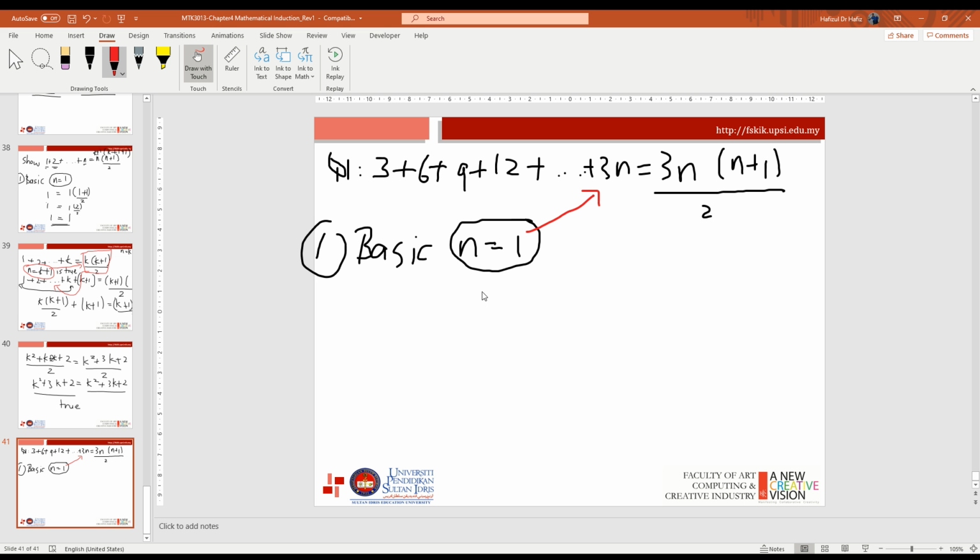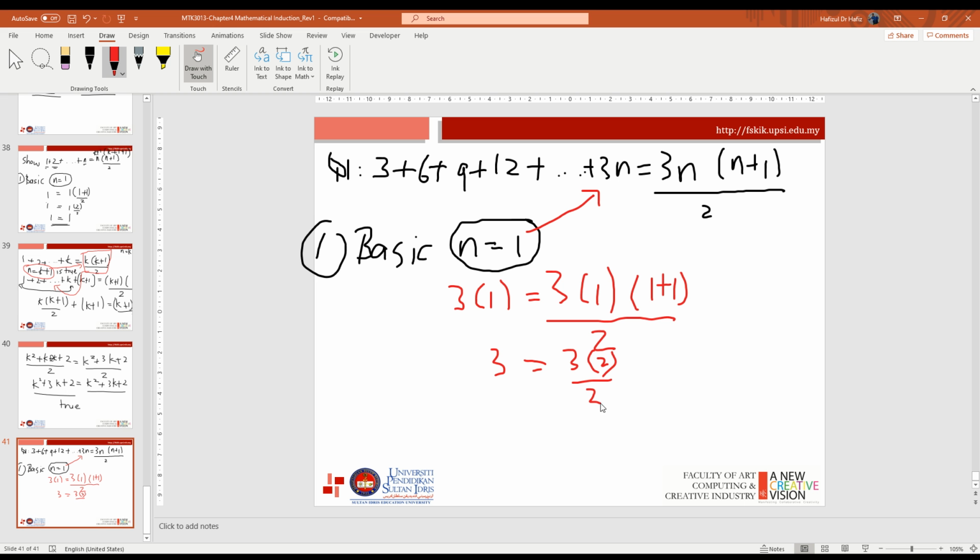Okay, so we have 3 times 1 is equivalent to 3 times 1 times (1 plus 1) divided by 2. This one 3 is equivalent to 3 multiplied by 2 divided by 2. So we got 3 is equivalent to 3. So the answer is, jawapannya apa? True lah. Boleh ke anak-anak?